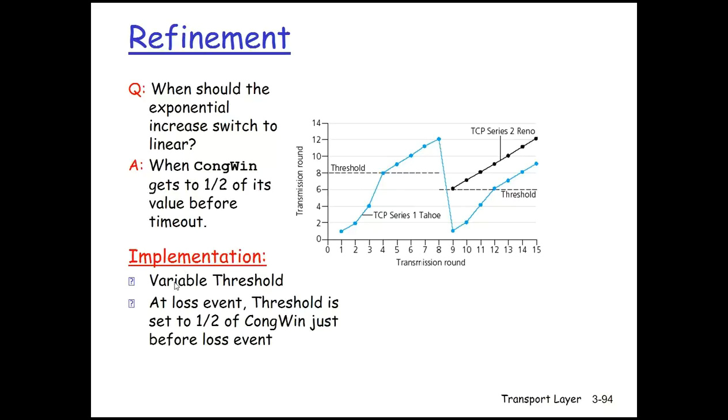Okay, implementation, a variable threshold. So the threshold is going to be moving as we go. At a loss event, the threshold is set to one half of the congestion window just before the loss event. Here we have 12, and we have a loss event right here. So one half of that is 6. So the threshold is now reestablished at 6. And again, we do that exponential growth. And then once it hits the threshold, then it's linear.